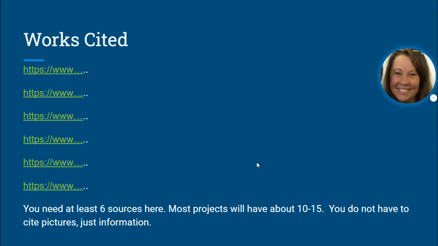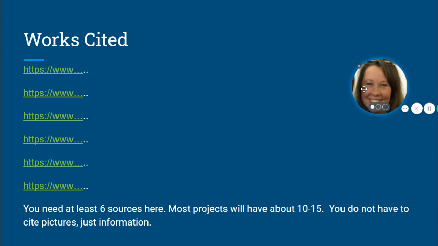Your works cited page, you need at least 6 sources. So I've given kind of an example of what that might look like. Of course, you need the URL. So you just copy and paste those. You do not have to cite pictures. 6 sources is a minimum, but most projects will have many more than that.